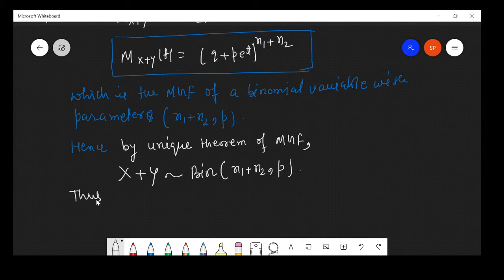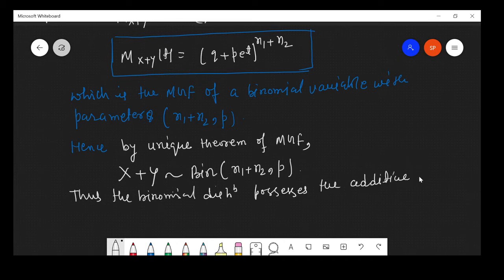Thus, the binomial distribution possesses the additive or reproductive property for p1 is equal to p2.